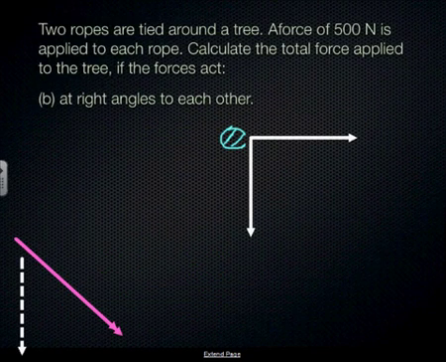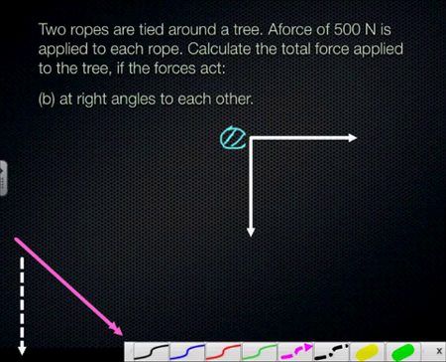Here we've got two ropes tied around a tree, and this time they are at right angles to each other. Now you're not helping each other perfectly. You're not pulling in the same direction. This time there's a bit of sideways force that is not really giving you extra help. So we've got two vectors here.